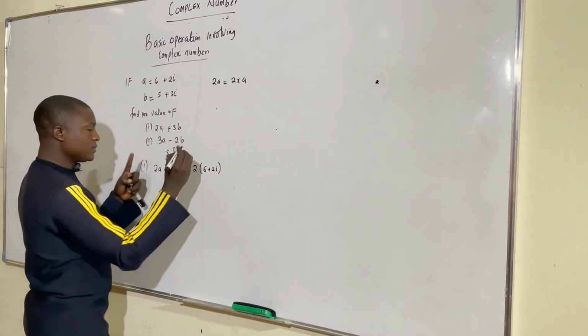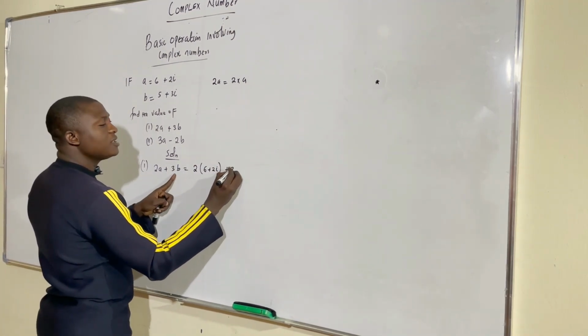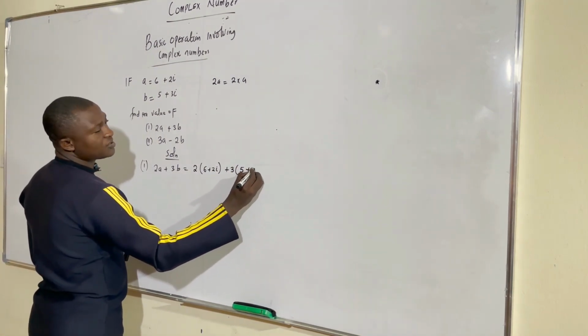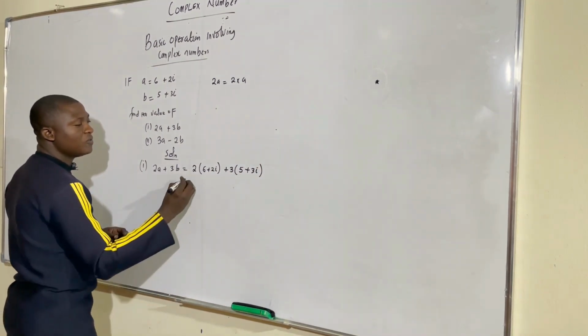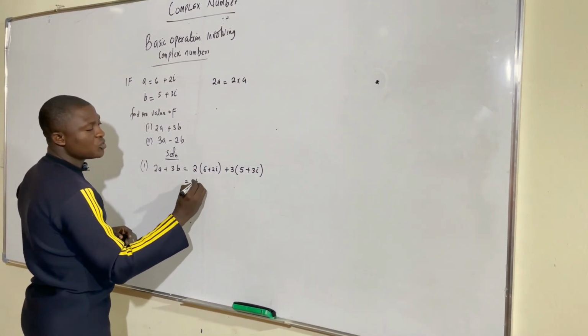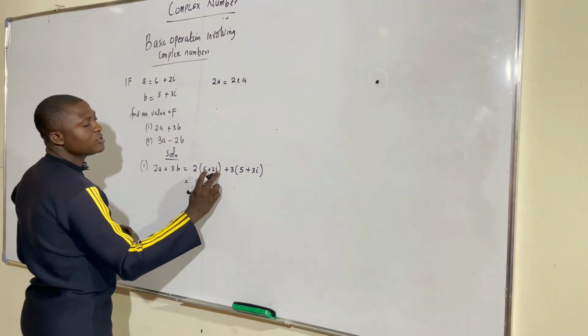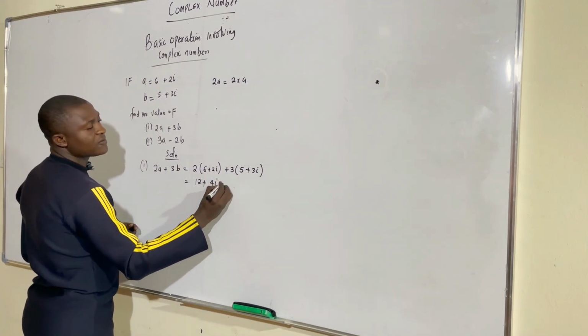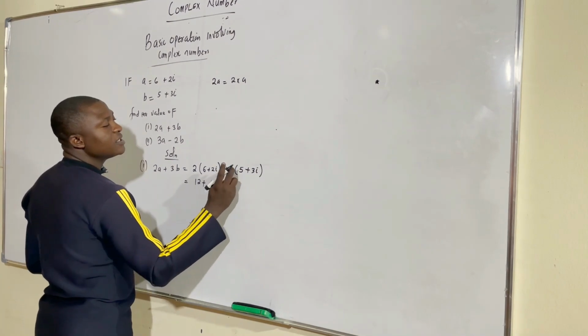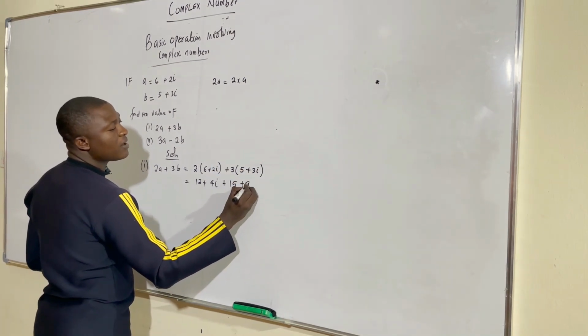Are we following? Yeah. So plus 3. What do we have for b? Our b is 5 plus 3i. So now let's open the bracket of this. 2 multiplied by 6, that one is 12. 2 multiplied by 2i, that one is 4i. 3 times 5, we have 15. 3 times 3i, we have 9i.